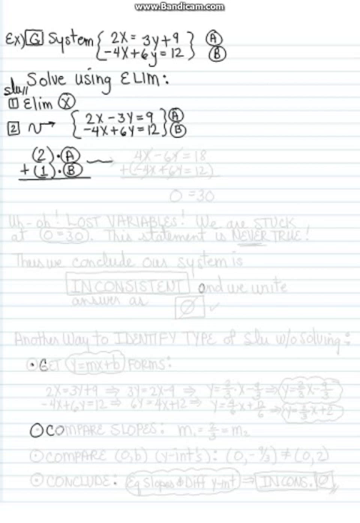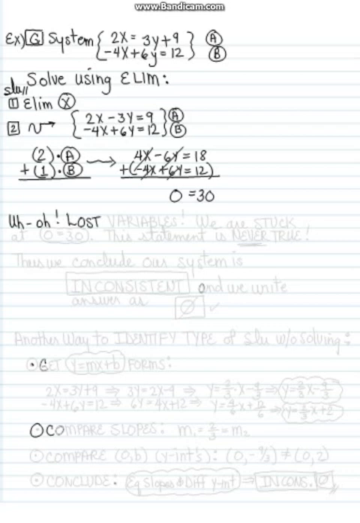I'm going to take 2 times the A equation plus 1 times the B equation, add them together with the intention being that I'm going to eliminate the variable x. That gives me 4x minus 6y equals 18, added to negative 4x plus 6y equals 12. Now something weird's going to happen that I didn't anticipate. Not only do the x's cancel, the y's cancel. And I'm left with a situation where I've lost my variable.